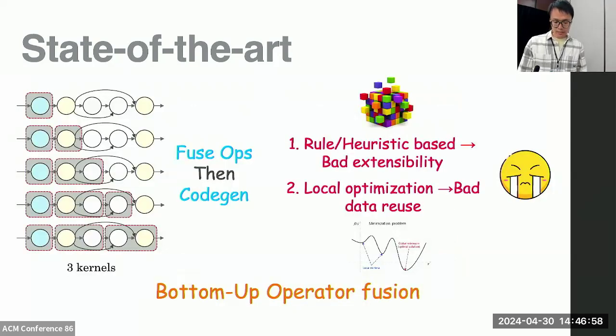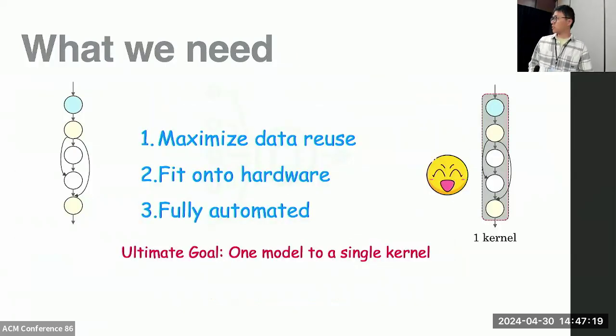However, current deep learning compilers typically fuse the operators one by one, as the left figure shows. This approach is hard to extend to new operators, and furthermore, it is often stuck in local optimizations, which misses data reuse opportunities. To further reduce the inference latency, we would keep as much data on the chip buffer as possible to maximize the data reuse.